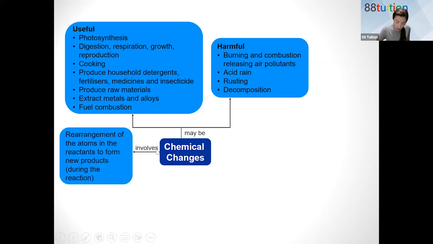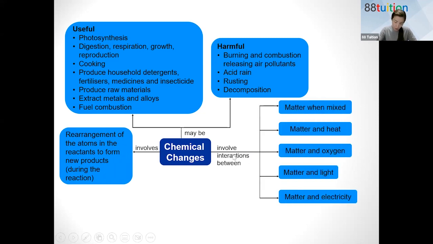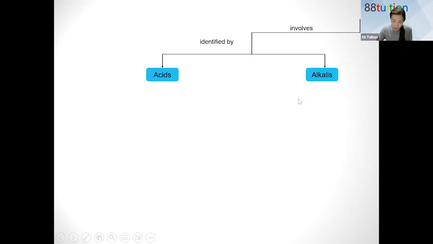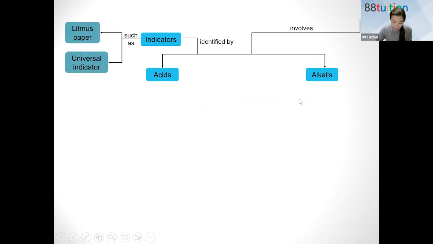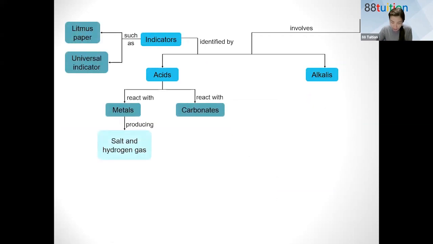Now, what is chemical change? It involves a rearrangement of atoms in the reactants to form new products. Then we also talk about interaction. Okay, when metals are mixed, then with heat, with oxygen, with light, with electricity. So I go on further here, okay, when metals are mixed together, right? What are we usually referring to? Okay, these are the things that we have already learned.